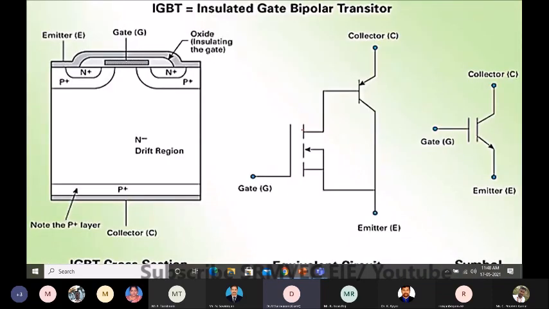Now coming to the last topic, what we call the insulated gate bipolar transistor. We can see the gate comes from the FET. So it is a combination of a FET, here you can see a MOSFET device, along with a BJT. Both are combined in such a way that we get this characteristic.